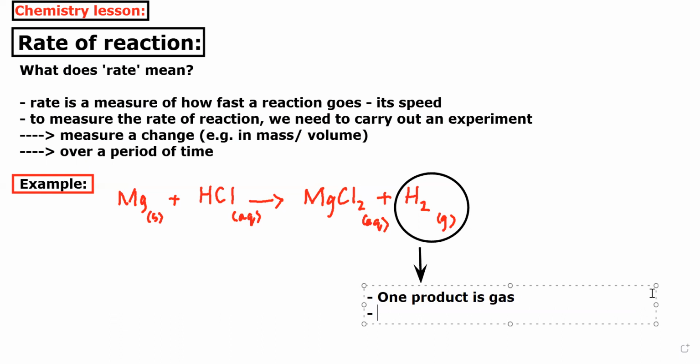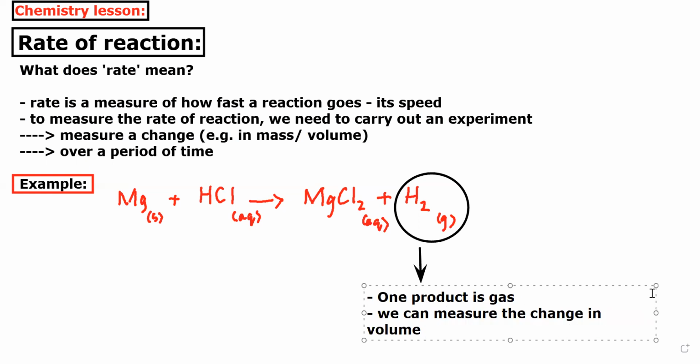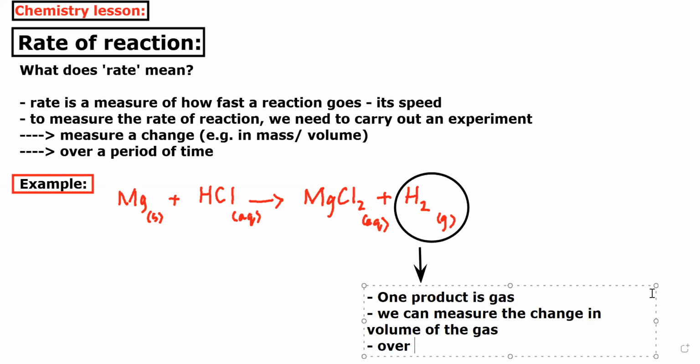So we can measure the change in volume, right? Basically, the change in volume of the gas over time. What does it mean? Over time means every 30 seconds or per minute. Every 30 seconds, how much gas is produced. So this is how we are going to measure rate of reaction. Now, we will talk about the apparatus that we are going to use to measure the volume of gas in the given time.